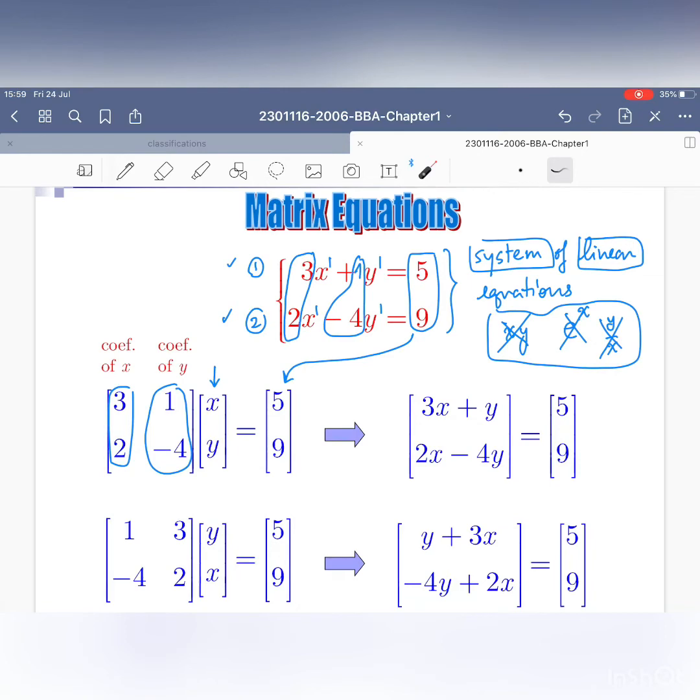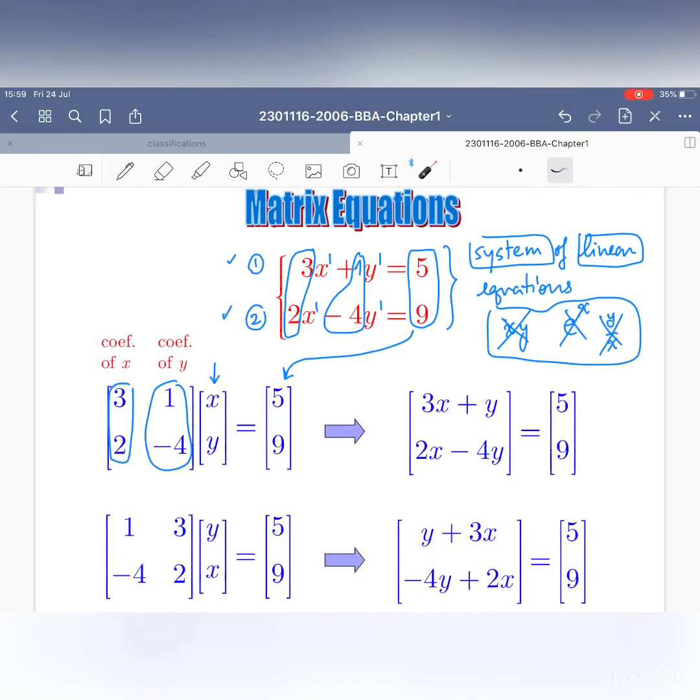I mean, if you want, you can switch a little bit. For example, you may say this is the coefficient for the y and this is the coefficient for the x, and then you switch the order of your x and your y, right here.